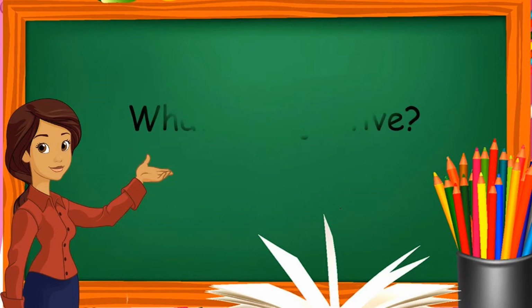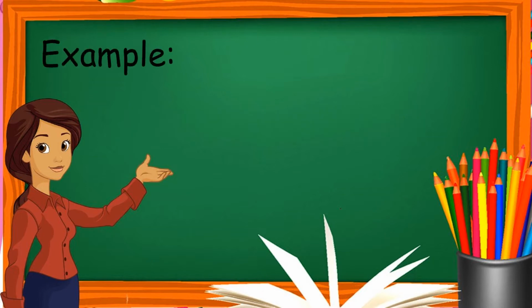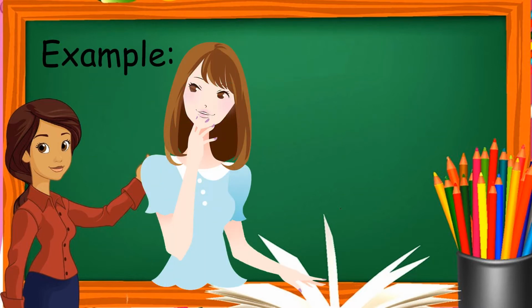What is an adjective? Who can guess? Anybody from the class? No? Okay, let's proceed now. I'll give you an example. Example number 1. Look at the girl. What can you say about the girl? Yes, beautiful. What else? Yes, pretty.